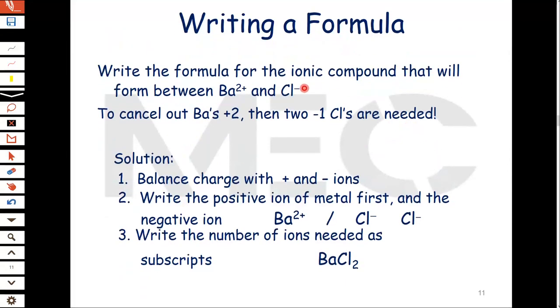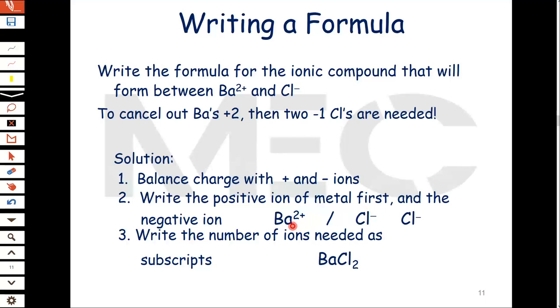Write the formula for the ionic compound that will form between barium 2+ and chloride. To cancel out barium's positive 2, 2 -1 chlorides are needed. Balance charge with positive and negative ions. Write the positive ion metal first and then the negative ion. We always write the positive ion or cation first and then the negative ion.